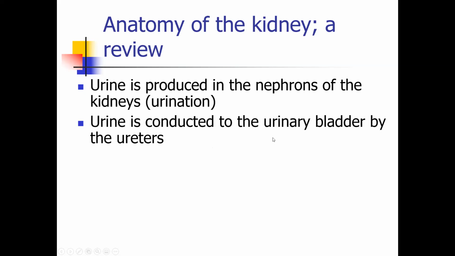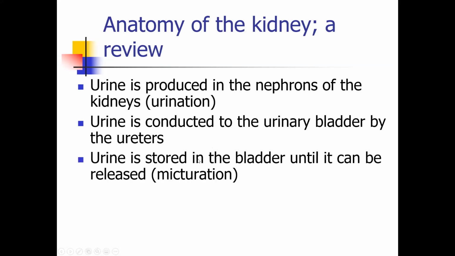Urine is conducted to the urinary bladder by the ureters. There's 2 of those, one in the kidney. Urine is stored in the bladder until it can be released, and that is micturition. Ourselves and other territorial animals tend to hold our urine until we find an appropriate spot. Animals like horses and most herbivores will just go kind of wherever they are. Micturition versus urination. I talked about micturition is the release of urine. Urination is the production of urine. So there you go.